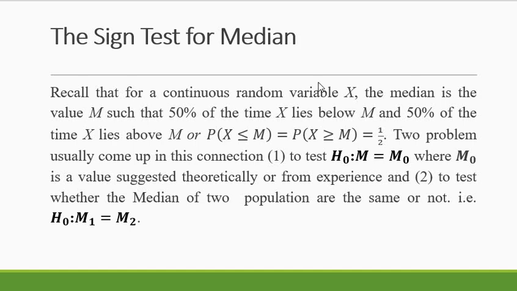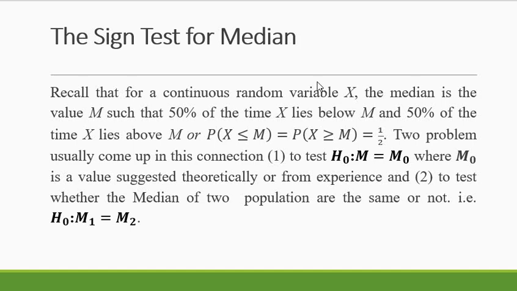In the case of a distribution, we consider the curve of the distribution. The entire area under the curve is divided equally into two parts by the median. So if m is the median, we have probability of x less than or equal to m equal to probability of x greater than or equal to m equal to 1 by 2.